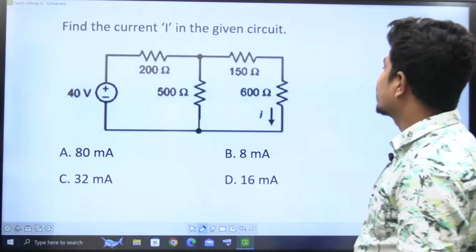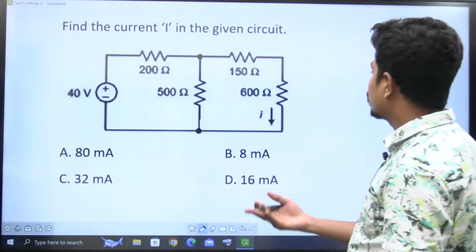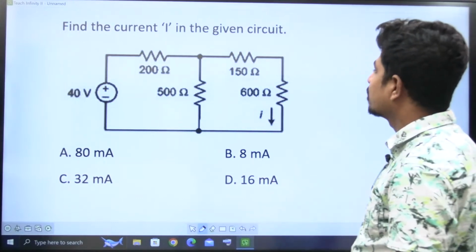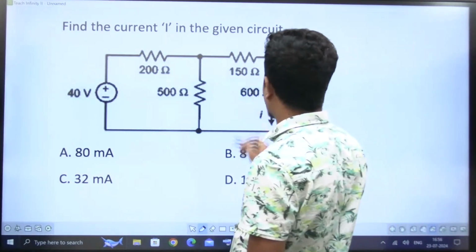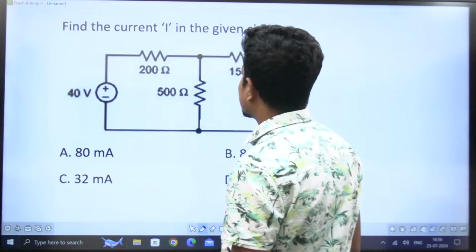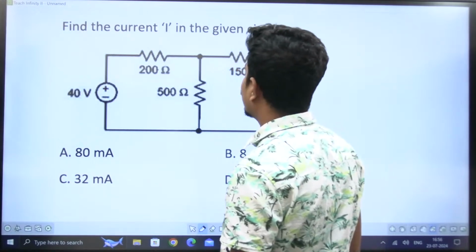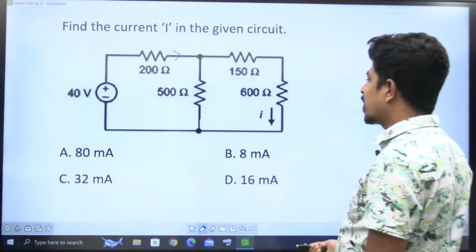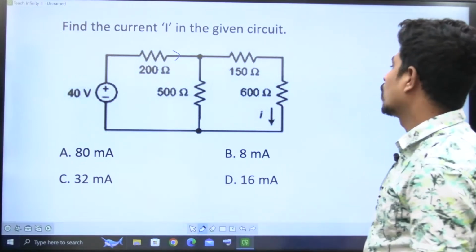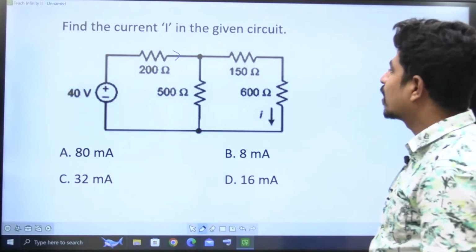Find the current I in the given circuit. Same kind of question as the previous one, but here you have to take some series and parallel combinations. 600 plus 150, 750. Then 750 in parallel with the 500. No other way, we just have to go for Ohm's law only. That will be easy for us.